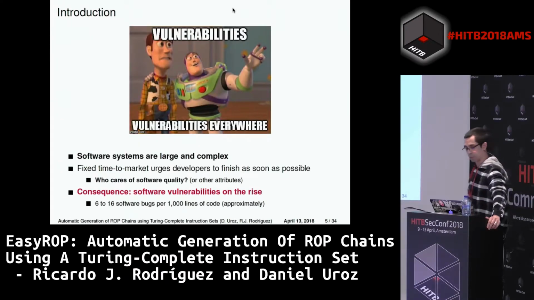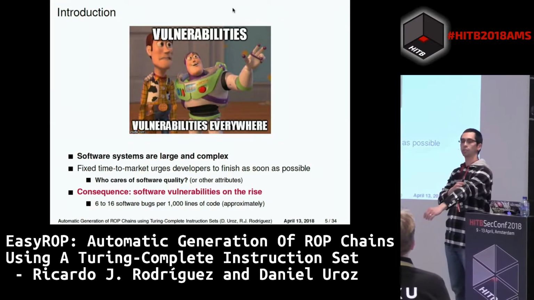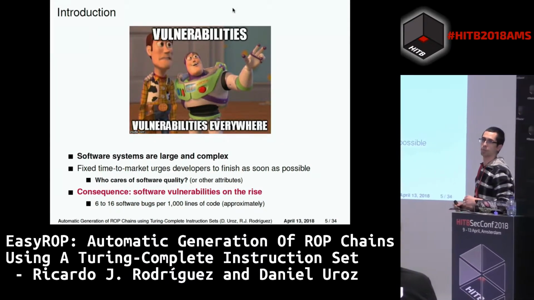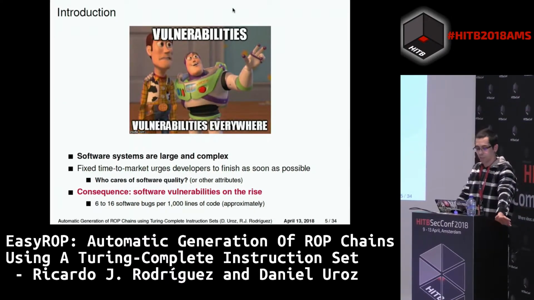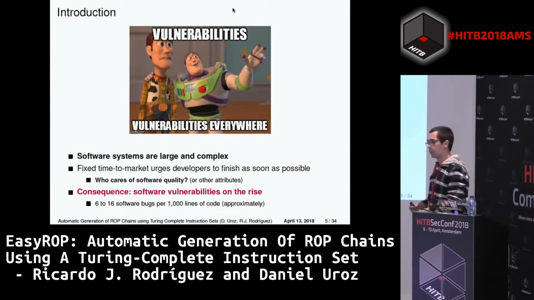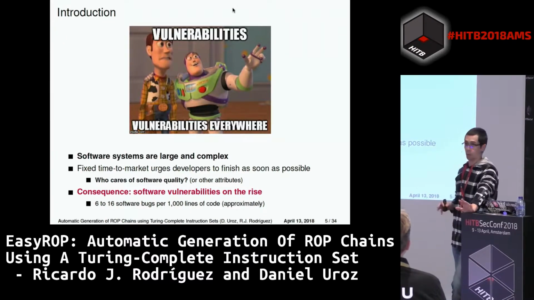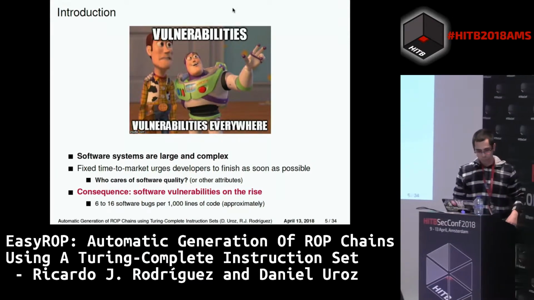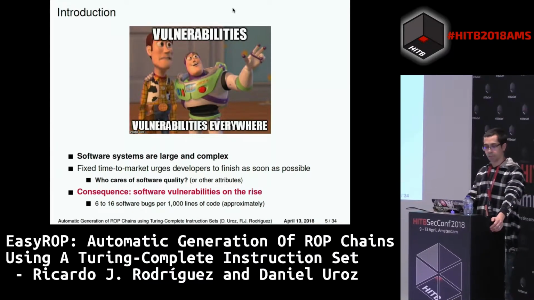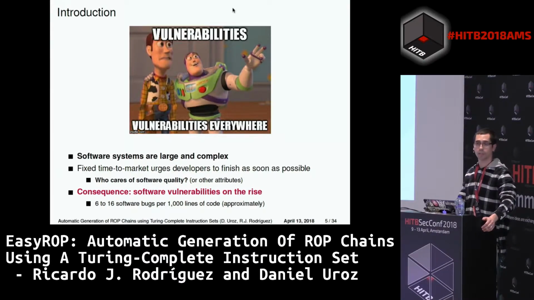Well, going to the introduction, I think that we already know that software systems are very large, very complex. In fact, if we read some papers on software vulnerability metrics, we can read that there are between 6 to 16 software bugs for every 1,000 lines of code, approximately, okay? So this means that we have a lot of vulnerabilities, okay? Because you know that when people are developing new software, they are more worried about the time to market. I mean, they want to complete the product as soon as possible in order to get more customers or more revenue whatsoever, okay, instead of focusing on the security of the product or other kind of stuff.